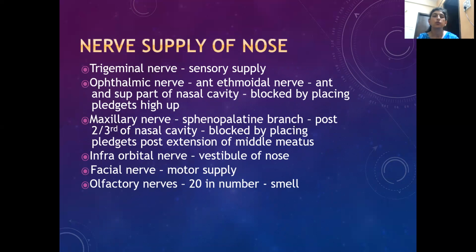The nerve supply of the nose. The sensory supply is through the trigeminal nerve. The ophthalmic nerve supplies the anterior and superior part of the nasal cavity. Maxillary nerve supplies the posterior two-third part of the nasal cavity. Infraorbital nerve supplies the vestibule of the nose. The motor supply is through the facial nerve, and olfactory nerves, which carry the sensation of smell, are 18 to 20 in number.